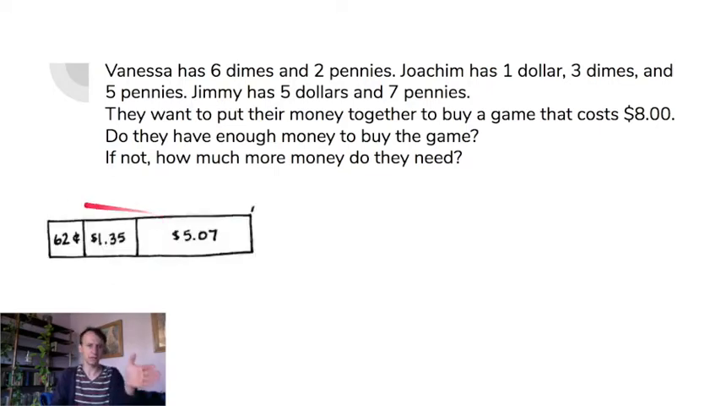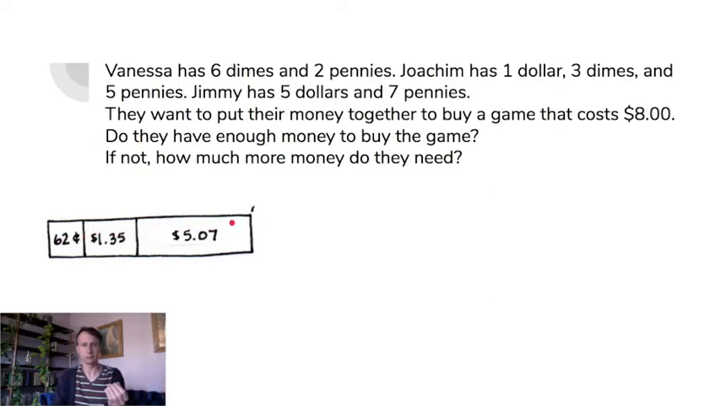So here are their respective amounts. Vanessa's 62 cents, Joaquim's $1.35, the 3 dimes and 5 pennies, and Jimmy Boy with his $5, 7 pennies. Okay, and we're putting all that together.